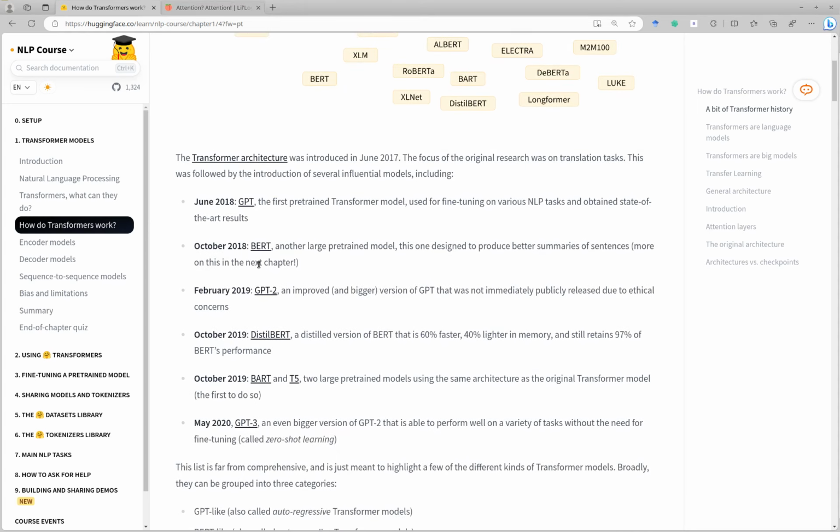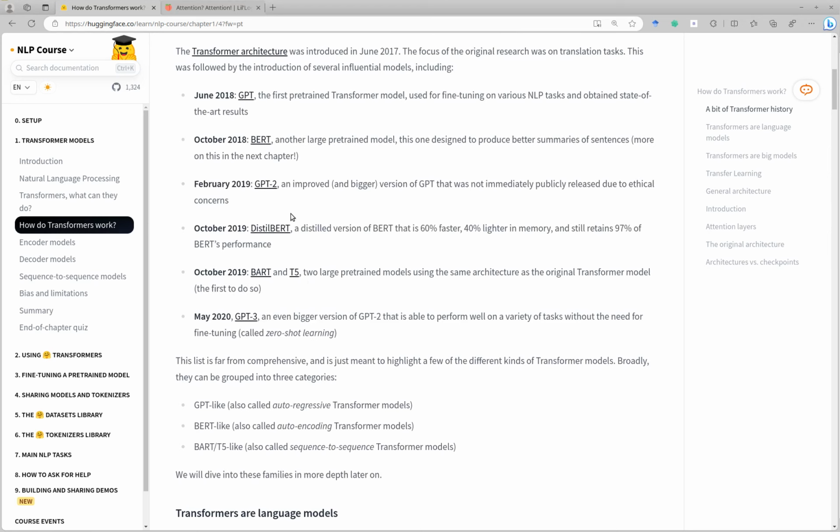And in 2018 we have another transformer model called BERT, which is bi-directional encoder representations from transformers, and it is designed to produce better summaries of the sentence. We'll talk about this more in the next chapter. And then we have GPT-2 in February 2019, which is of course a bigger and more improved version of GPT, but due to some ethical concerns it was not released publicly.